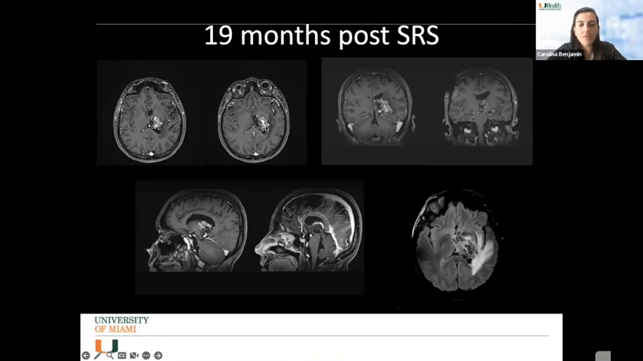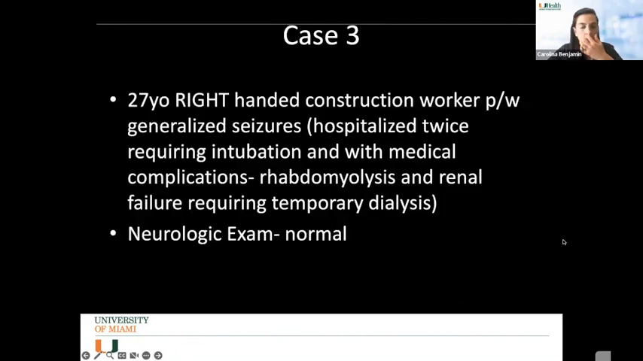I think, again, the AVM is doing very well. Whatever dynamic changes are happening are showing it's having a good effect. And we'll get that 3-year formal angiogram to show the final result. And she has now improvement both clinically and radiographically.